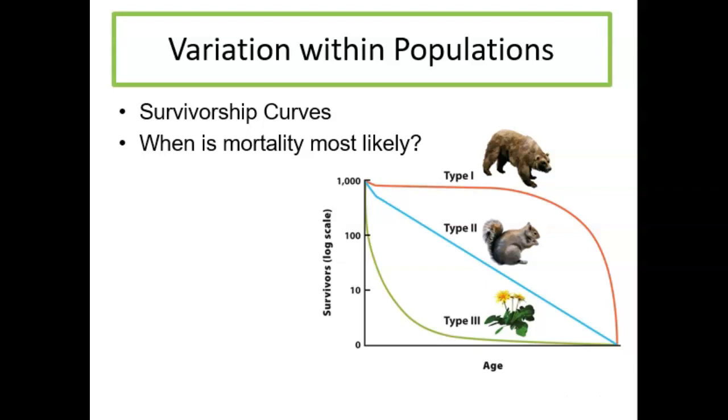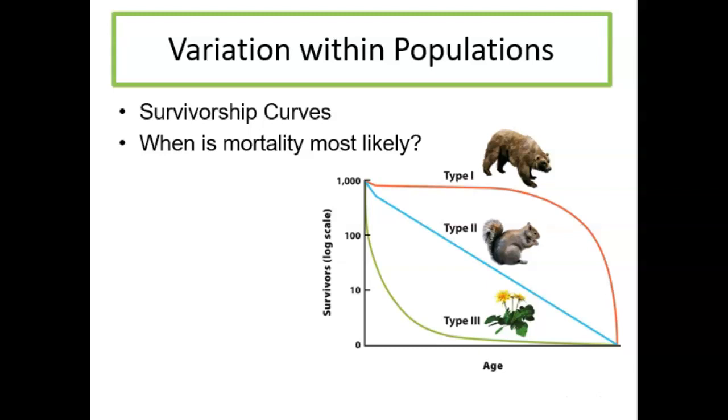We as humans are used to our type 1 survivorship curve. Something like a grizzly bear would also follow that survivorship curve, where there's not a whole lot of mortality early and where most of the death comes from old age, right? That most death is concentrated towards the end of that lifespan. Not all species have that sort of survivorship curve, though.